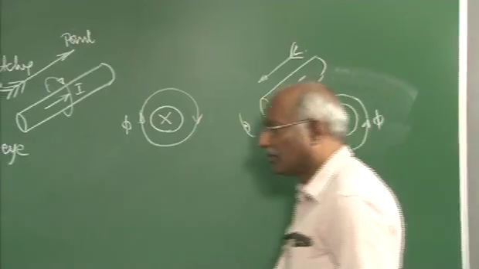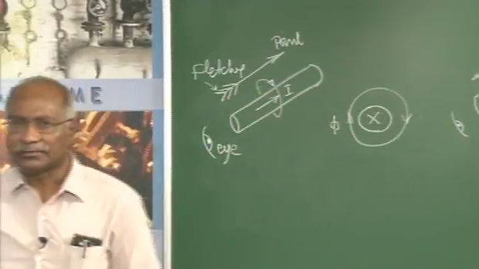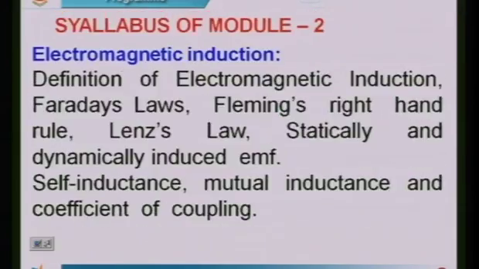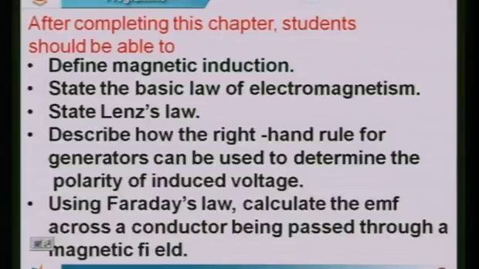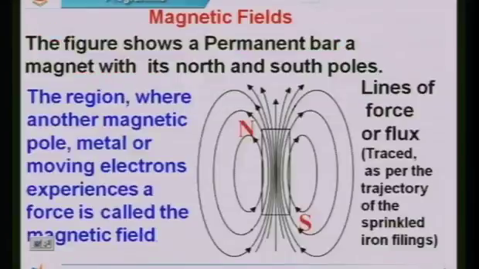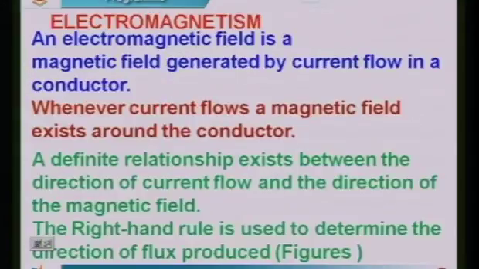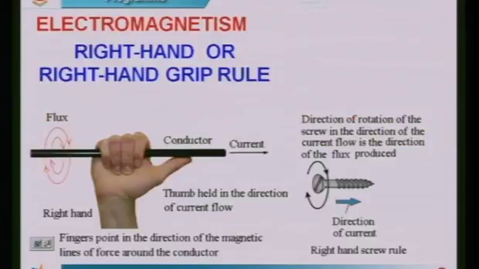It can also be considered by using the screw rule. In that respect, have a look at this slide. Here you can see the conductor held by the right hand. This is the thumb, which gives you the direction of the current. This gives you the direction of the flux.